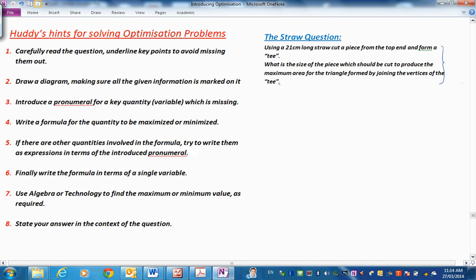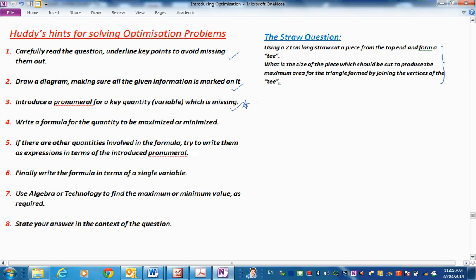Okay, so carefully read the question, underline key points to avoid missing them out. Draw a diagram, making sure the given information is marked on it. Now, we don't usually go through the trial and error with different numbers to see the pattern. We usually introduce X straight away. These 4 problems that they've given us here, very nice, they're training problems, saying have a look, can you see what's happening? But if we're actually trying to solve an optimisation problem in general, we won't go through those trial and errors. We'll go straight to introducing X and trying to find that missing piece.